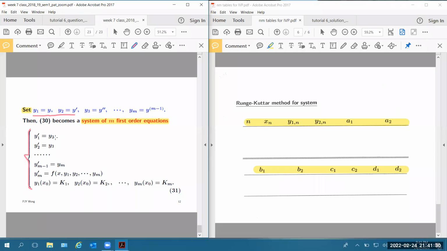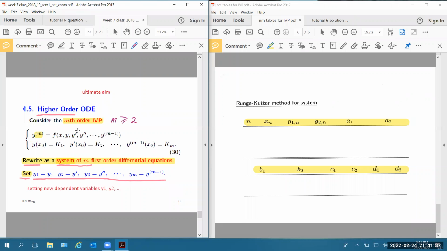Professor, m is the order of the equation, right? Yes, m is the order of the initial value problem. So why do we stop short of the last order? Like when m is 2, why not go until y3? Because there's no need. We only need until ym. Okay, so we go and do this.